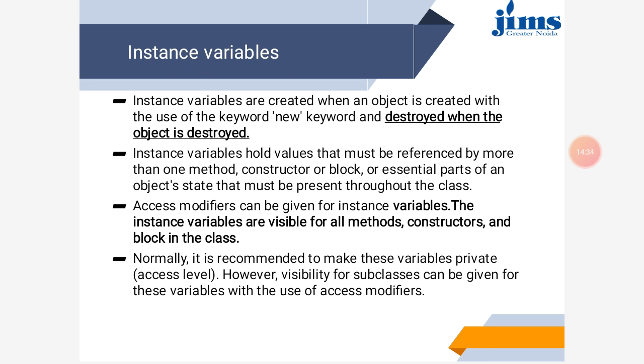So what are instance variables? Instance variables are created when an object is created with the use of the keyword new, and destroyed when the object is destroyed. We create an object and we initialize object attributes, and once there is no use of the object, then the garbage collector removes the object from memory. And in a nutshell, we can say instance variables are variables which are attributes of a class, and every object has its own set of values.